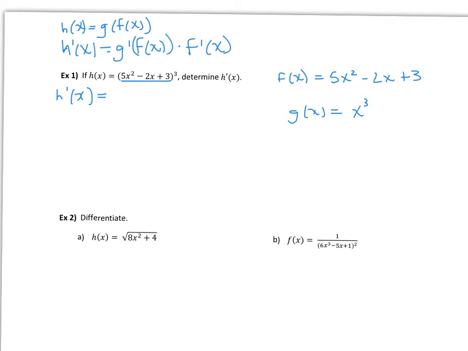If I look at the derivative of the outer function, that 3 is going to pop down in front. I'll have 3 times the base, and then I'm going to reduce that exponent by 1 power, so the 3 becomes a 2, and then I need to multiply that by the derivative of what's inside. So 5x squared's derivative is 10x, minus 2x's derivative is minus 2.